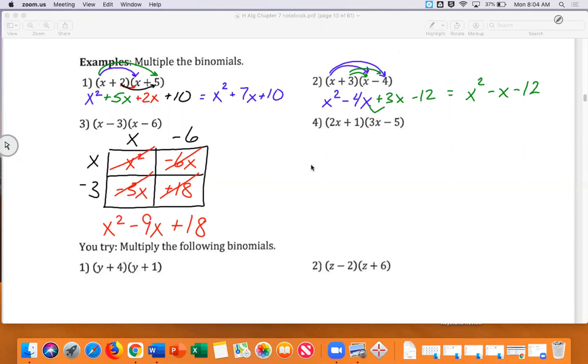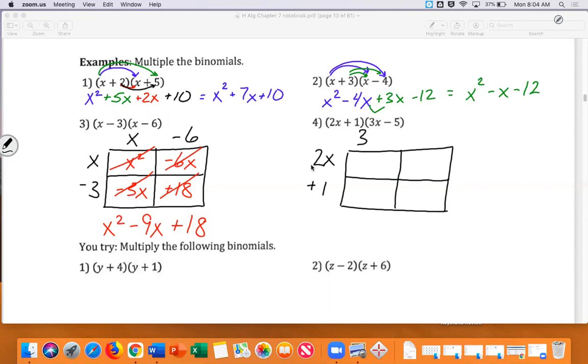So here, again with the box method, draw a box. I have 2 terms and 2 terms, so I divide it in half each way. I have 2x plus 1 and 3x minus 5.